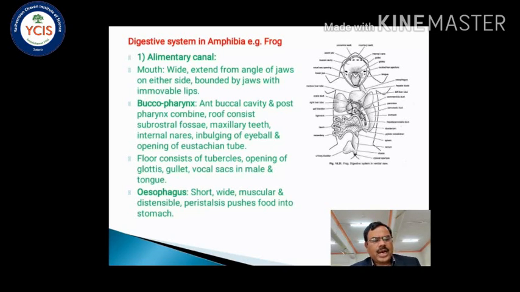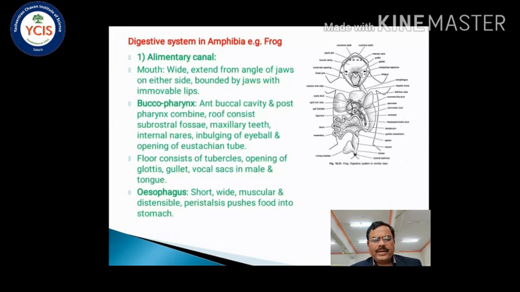The alimentary canal starts with the mouth. In case of frog, the mouth is wide. It extends from the angle of the jaws on either side. This is due to the absence of the neck. To overcome the absence of the neck, the mouth in the frog is wide, and it is bounded by the jaws with immovable lips. The mouth leads inside into the buccopharynx or the buccopharyngeal cavity.